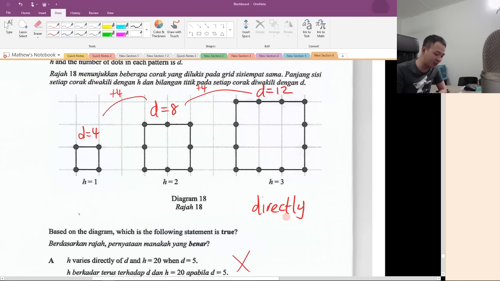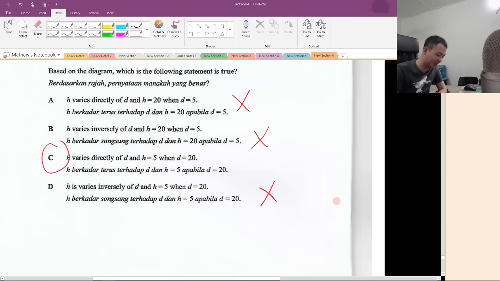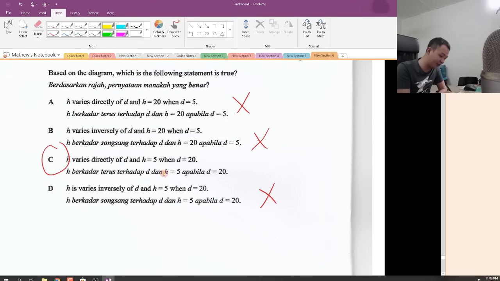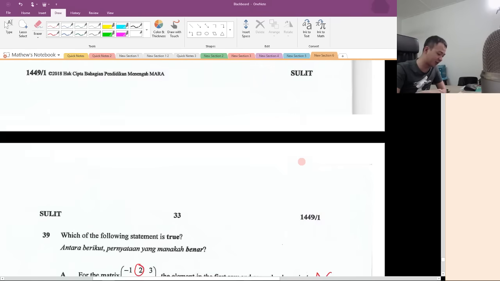If I continue plus 4, when H equals 4, D will equal 16. If H goes to 5, keep on plus 4 again, your D should equal 20. This is the reason why H equals 5, D equals 20. This is how I get the value. It is directly proportional, because when the D value increases, the H value also increases.